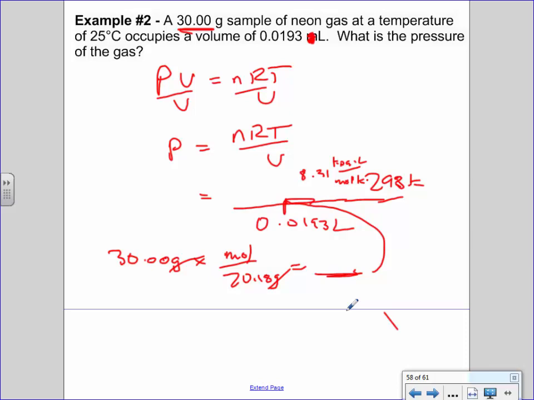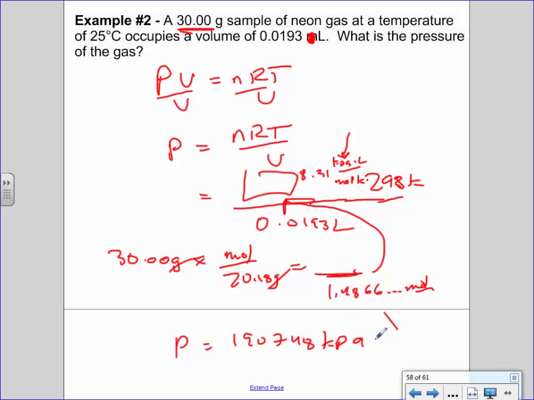So I'll write it out here. 30 divided by 20.18 means the moles we were talking about was 1.4866 moles. So that number goes here. Take that times 8.31 times 298 divided by 0.0193, and I have a pressure of 190,748. Because this unit right here was in kilopascals, this one is also in kilopascals.